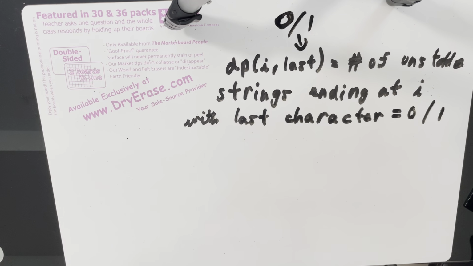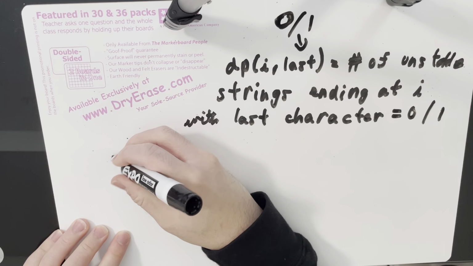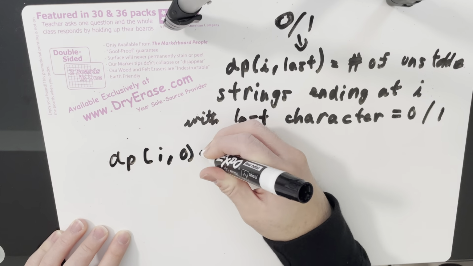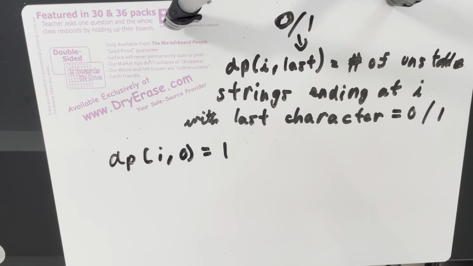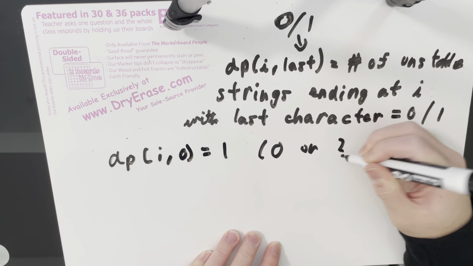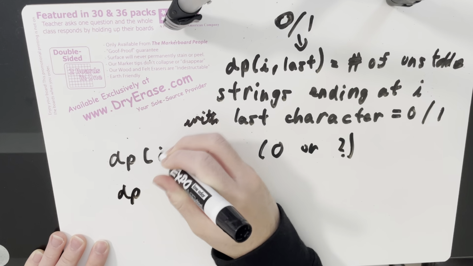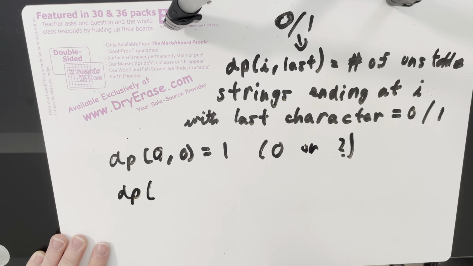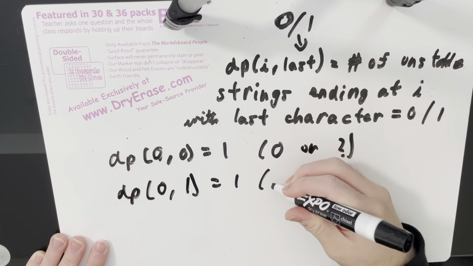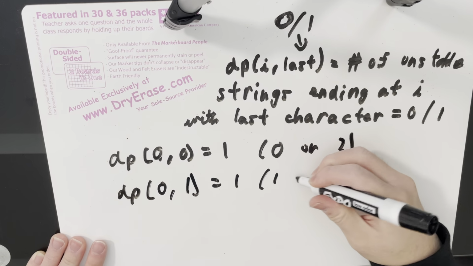And so the way this DP works is that the base case is: DP at 0 and 0 is equal to 1 if it's possible for the first character to be a 0. In other words, if the first character is equal to either a 0 or a question mark. I'll assume this is a 0-indexed DP. And DP at 0 and 1 is equal to 1 if the first character is 1 or a question mark.